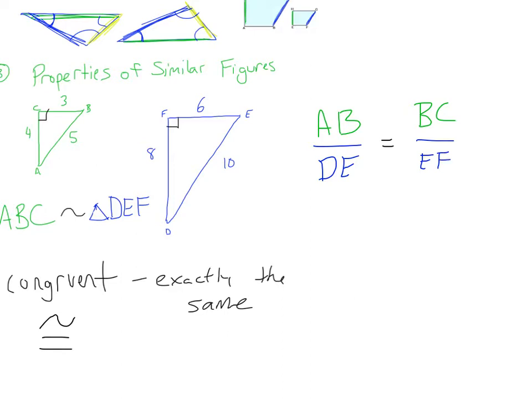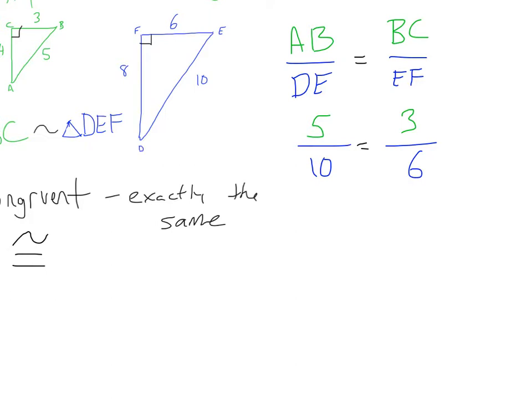There you go. So when you set a ratio of corresponding sides of similar figures equal to another ratio of corresponding sides, and I'll prove it to you. AB is 5, right? Over DE, we said, was 10. And I'm claiming that that equals, well, BC was 3 over EF, which is 6. Well, if I simplify this down, last time I checked, 5/10 is a half, and 3/6 is also a half.